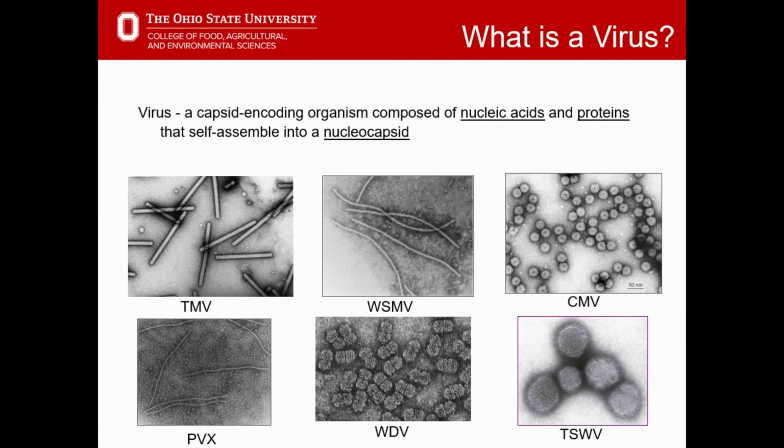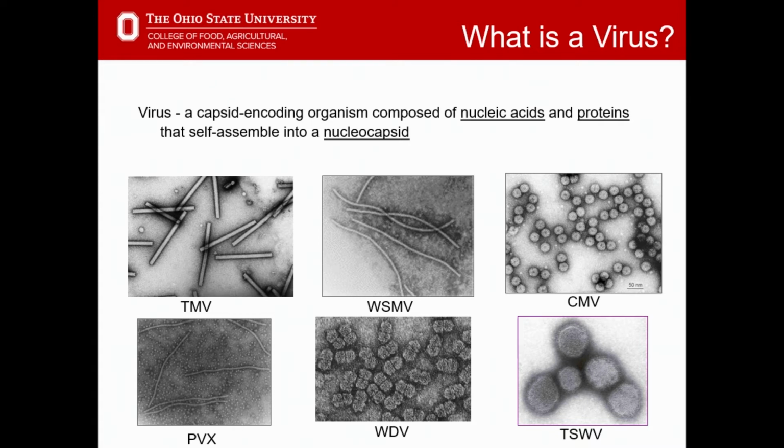So a virus is a capsid-encoding organism composed of nucleic acids and proteins that self-assemble into a nucleocapsid. The capsid is the shell of the virus's nucleic acid component and is composed of protein. Plant pathogenic viruses come in numerous nucleocapsid shapes and sizes and with different forms of nucleic acids. The main capsid forms are rigid rods, such as with tobacco mosaic virus or TMV, which is shown in the top image on the left.